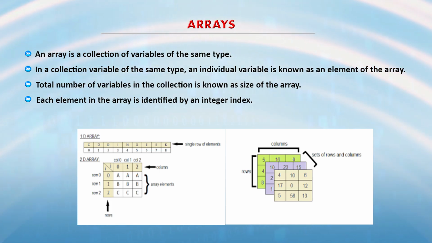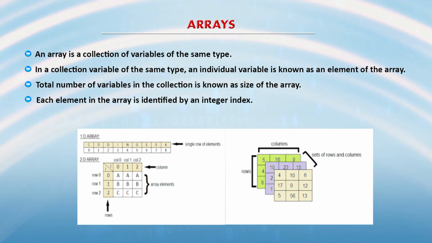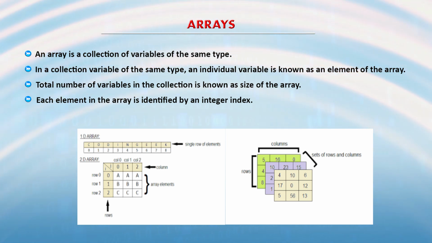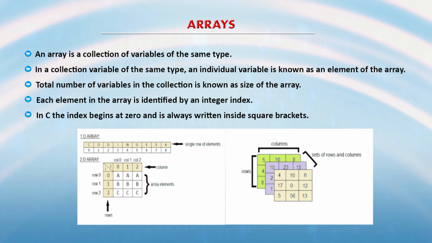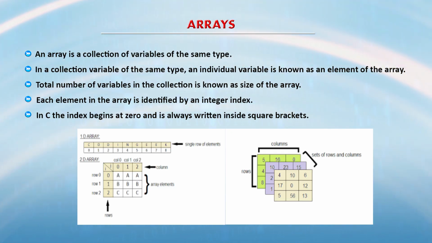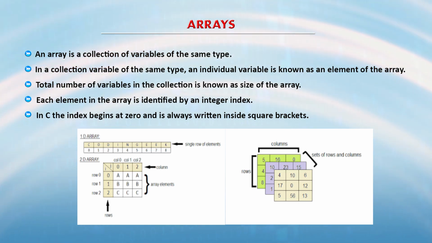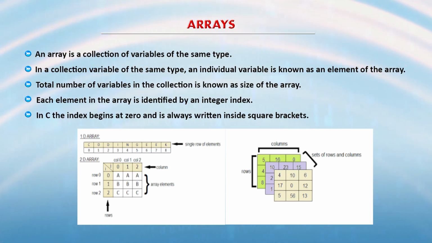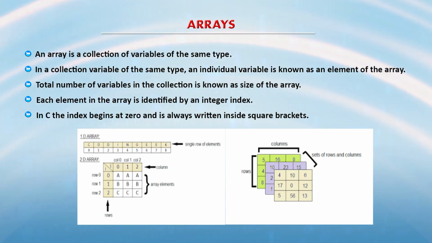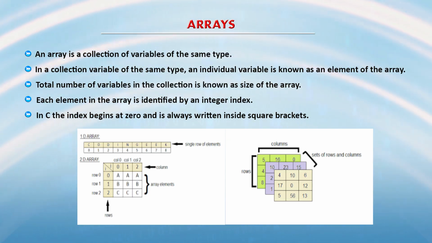So, a1 is an individual variable, and it has an index. In C, the index begins with 0, that means the first variable will be written as a within the square brackets, 0. Arrays can be 1 dimensional, 2 dimensional, 3 dimensional, even n dimensional.